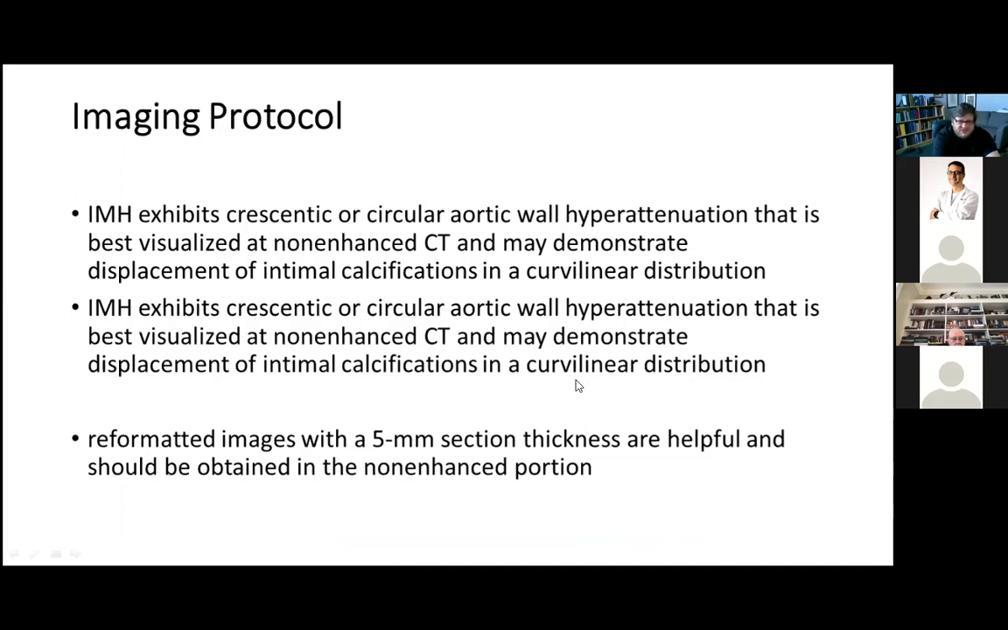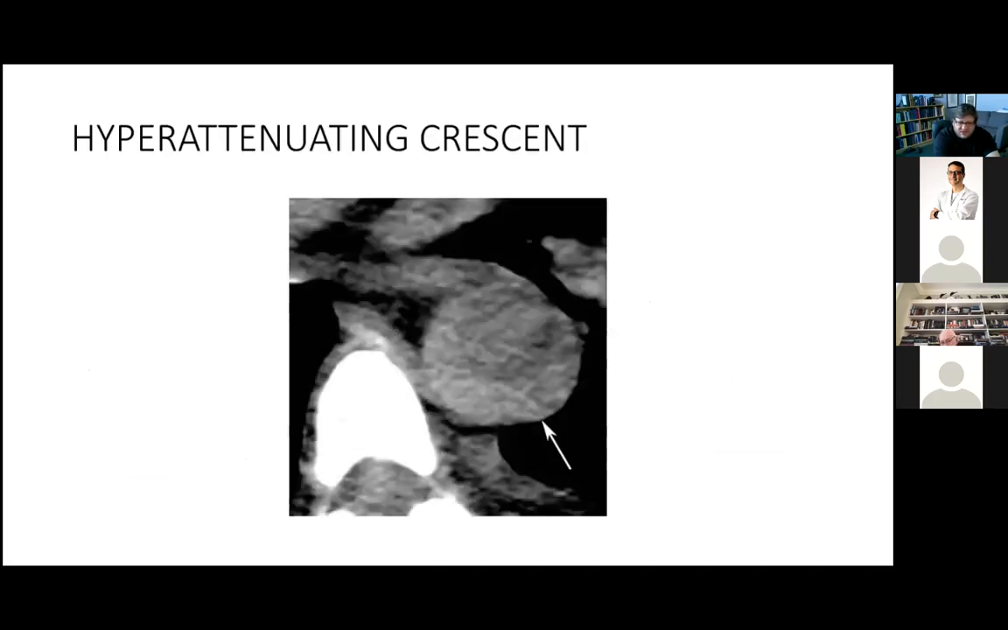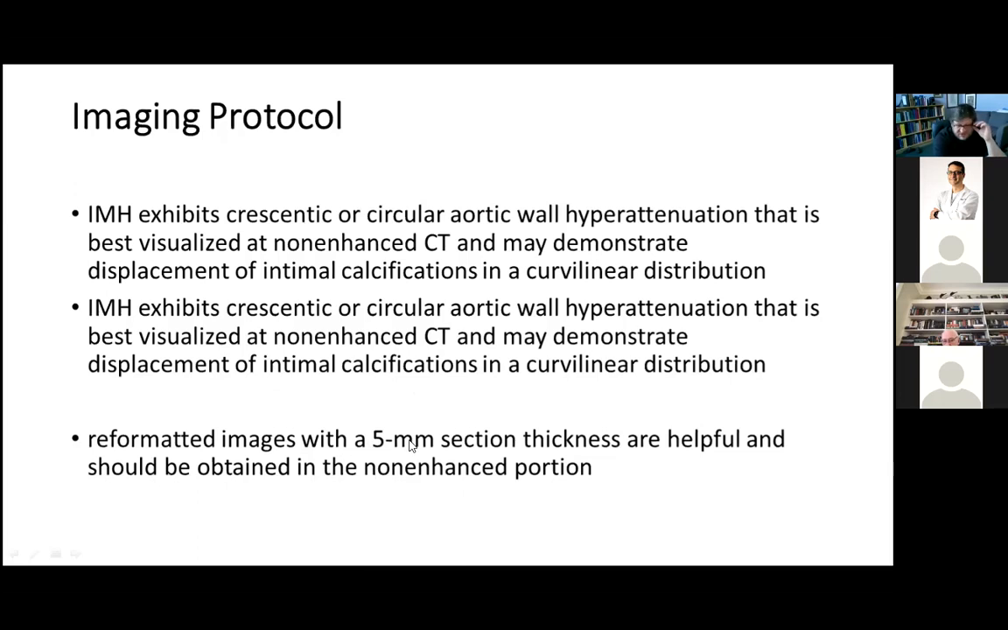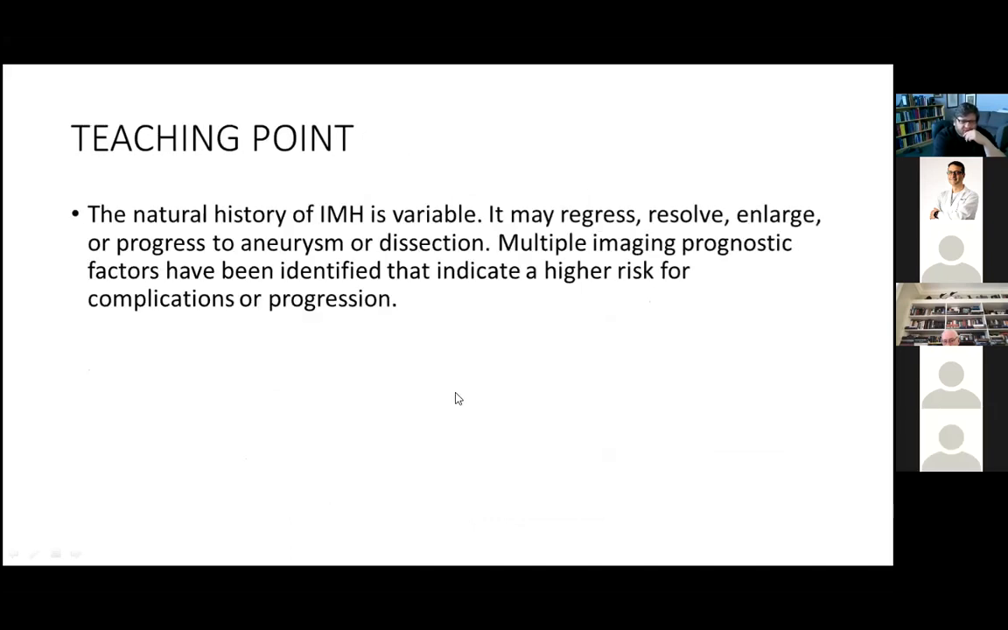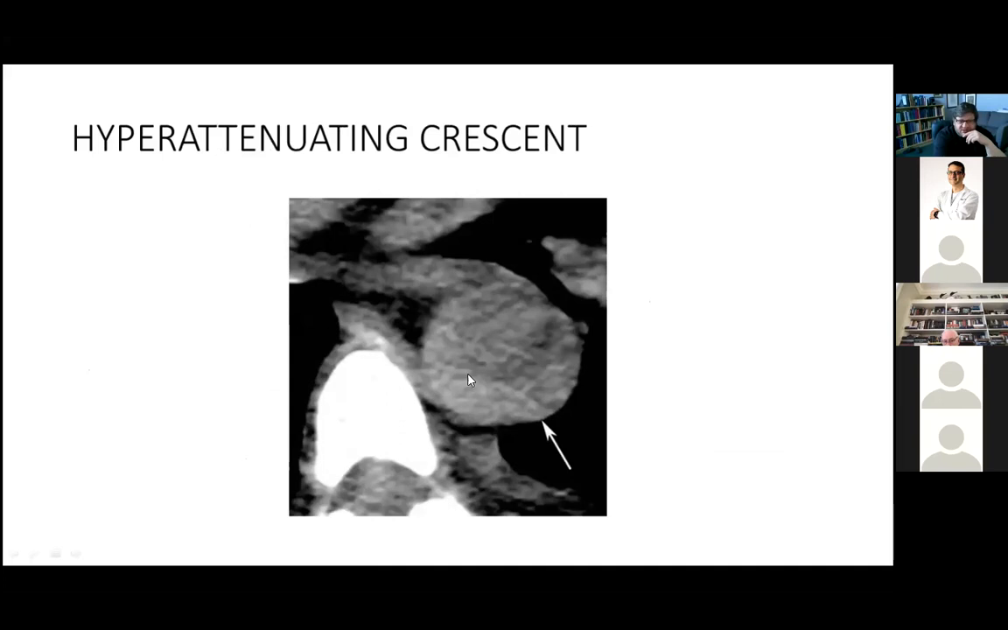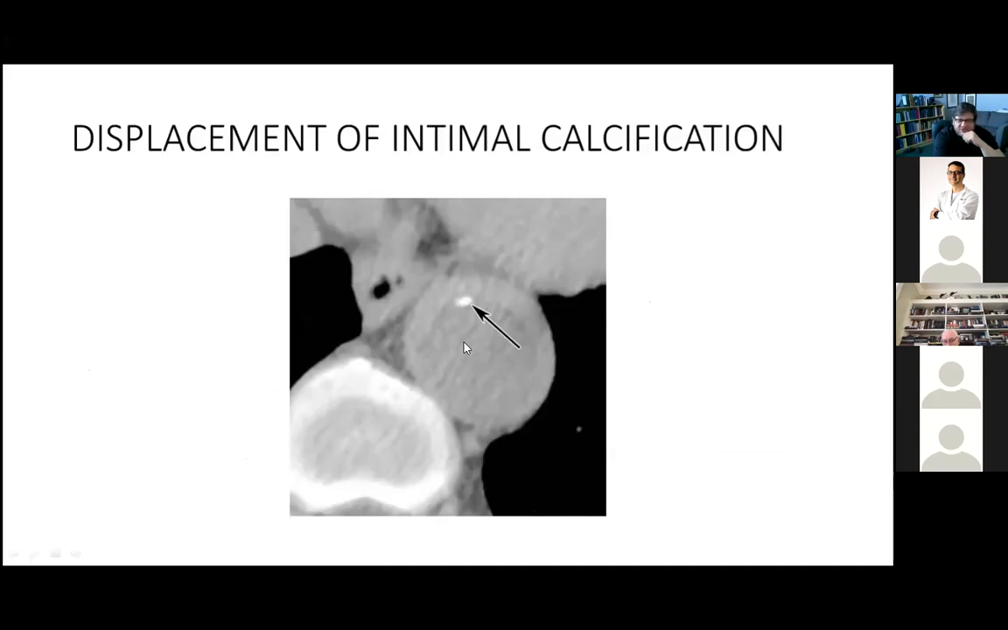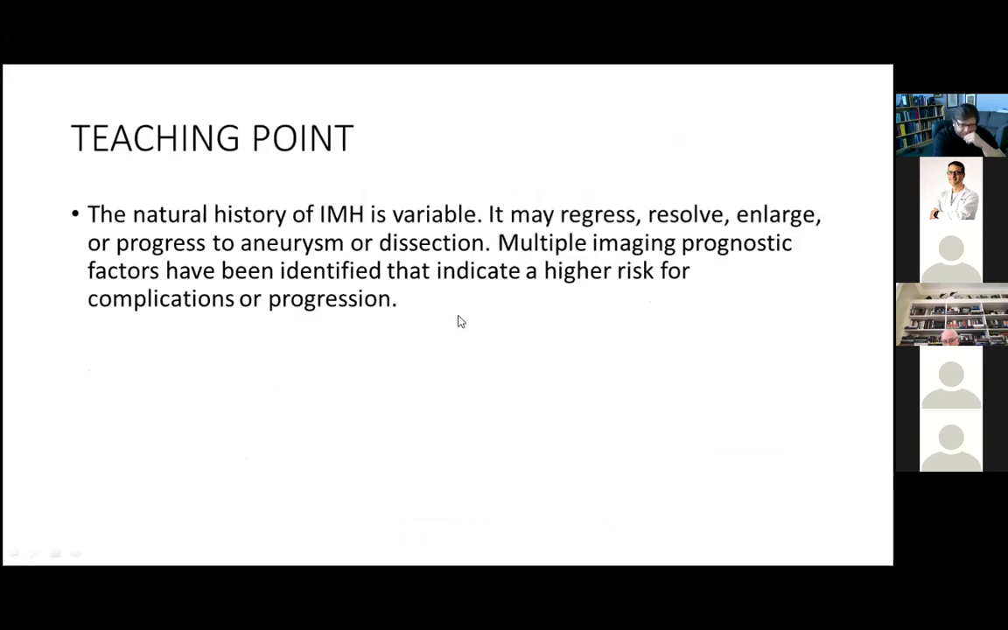Again, I'd like to emphasize imaging is critical in these people, and you really have to know how to order a CT scan to visualize this. The best type of scan is a non-enhanced scan, and these often should be reformatted with slightly thicker sections than we normally do, so you can demonstrate the hyperattenuation in the media. And sometimes you can see calcium. Another clue on imaging is seeing displacement of calcium from the outer wall towards the center.